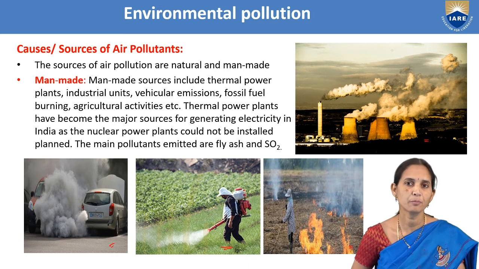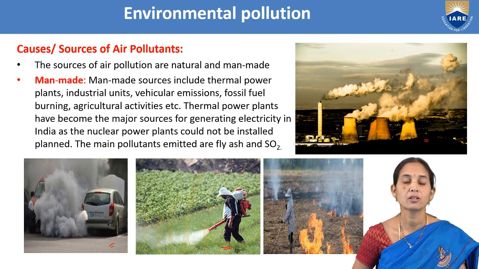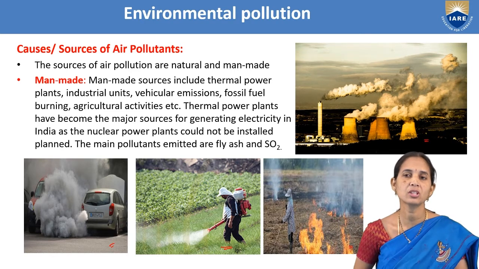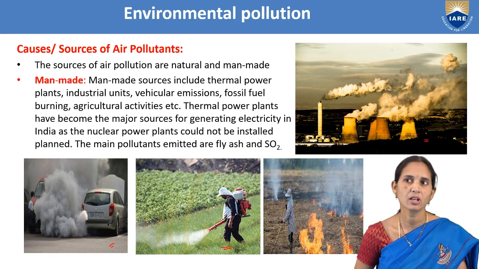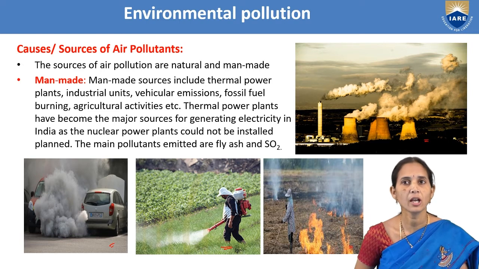Thermal power plants have become the major source for generation of electricity in India, as nuclear power plants could not be installed here. The pollutants majorly emitted are fly ash and SO2. The presence of SO2 and fly ash in the atmosphere leads to air pollution.